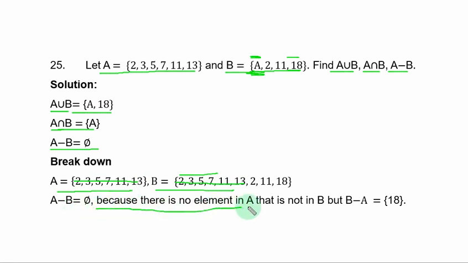I've already explained this. Now let's take it in this way. The difference between B and A, that is the element in set B that is not in set A. Compare the two sets. Which element do you have in set B that is not in set A? That is 18. So the difference between B and A has one element, 18, while the difference between A and B is an empty set.